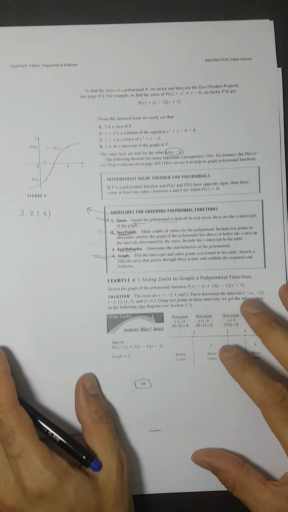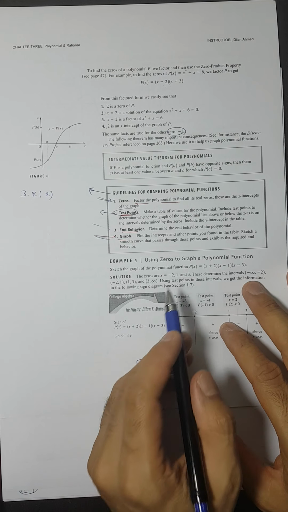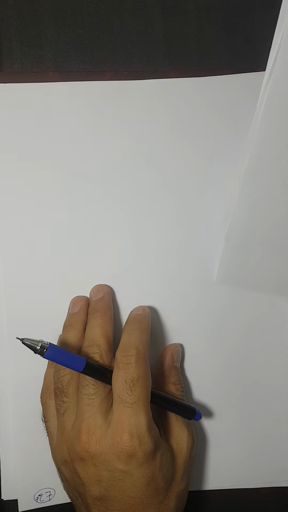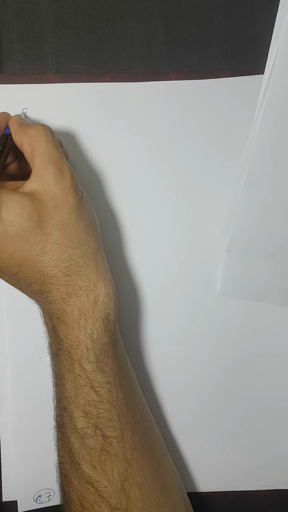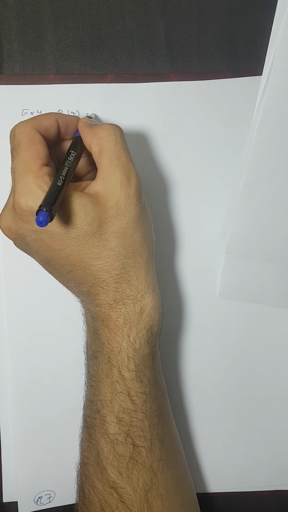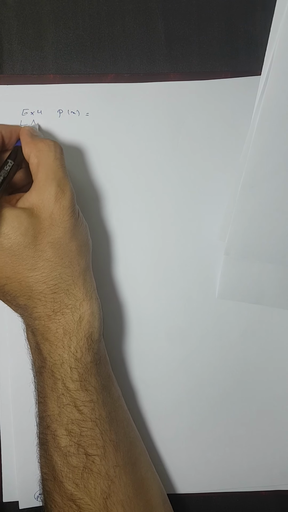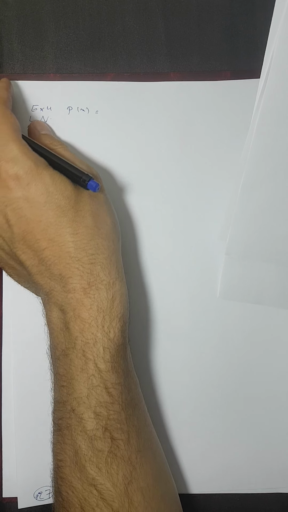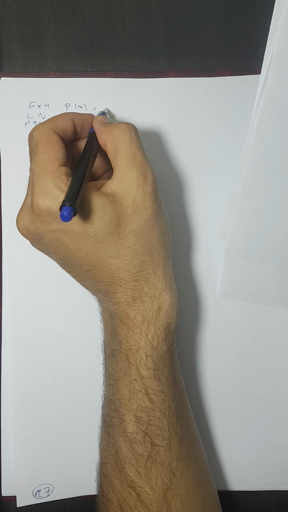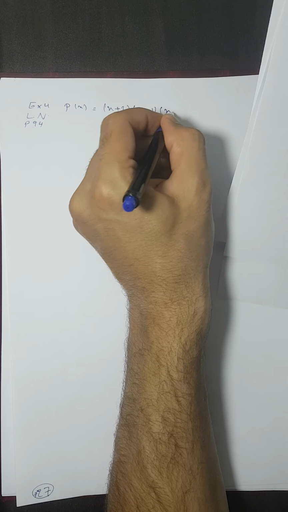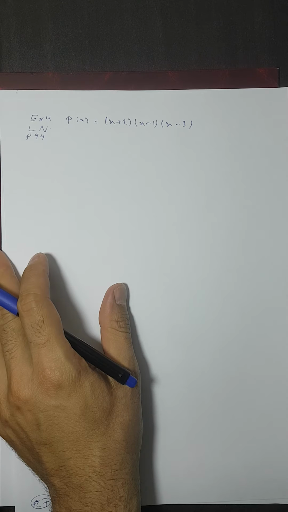Now in this example number 4 in page 94, we are asked about sketching the graph of P. Example 4, page 94 in your lecture note. In this one, we have P of x is equal to (x plus 2)(x minus 1)(x minus 3). It says sketch the following graph.